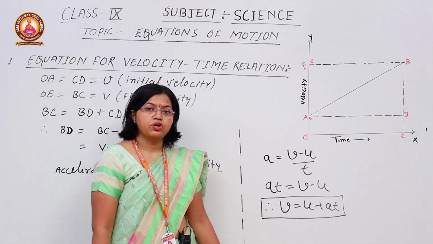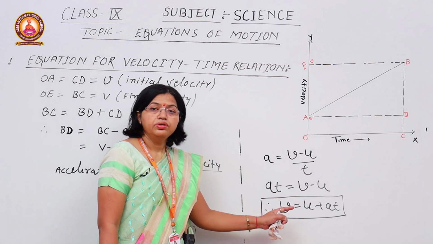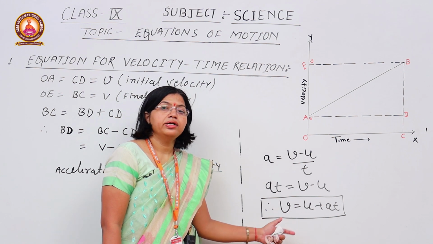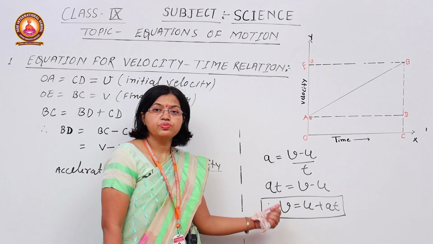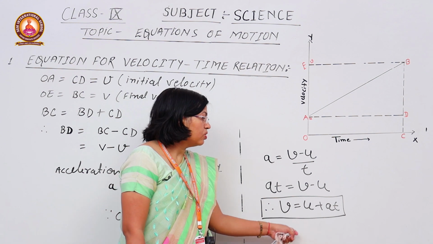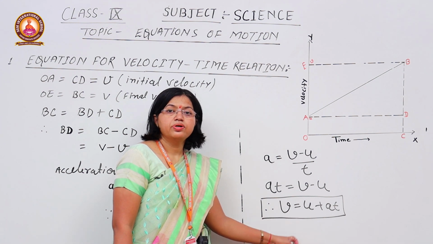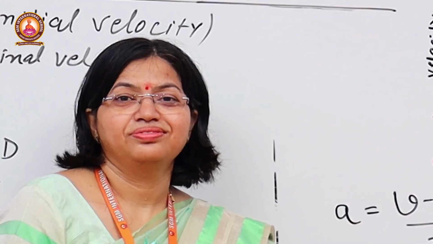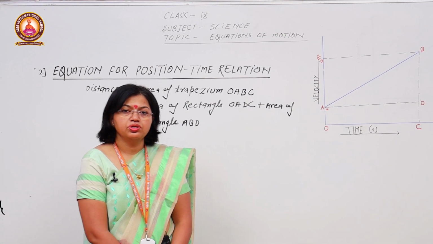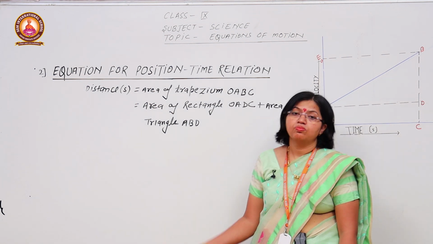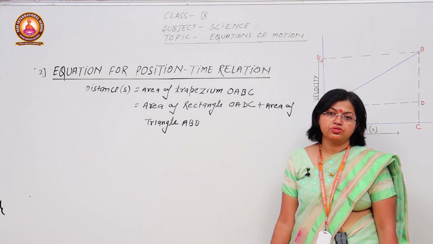From this equation of motion, if we know the initial velocity and the acceleration, then we can find the final velocity of the object in time t. This is called the equation for velocity time relation, or the first equation of motion. There are three equations of motion. We have already completed the first equation of motion, that is the equation for velocity time.